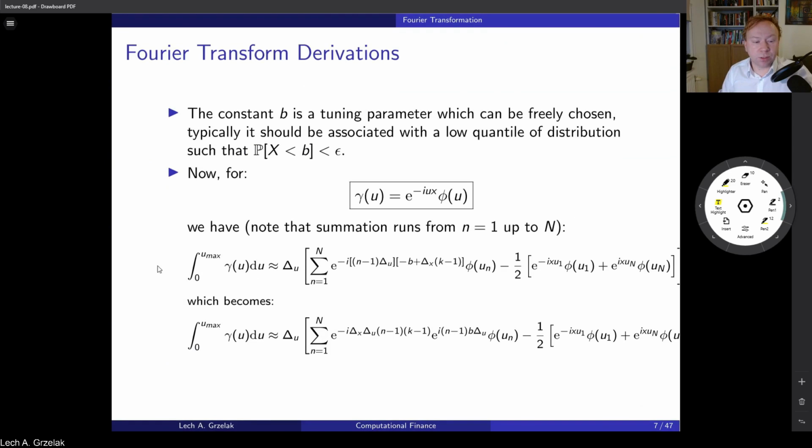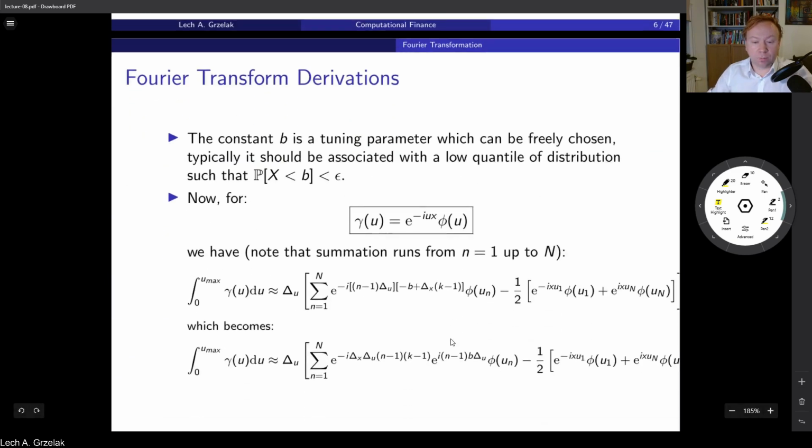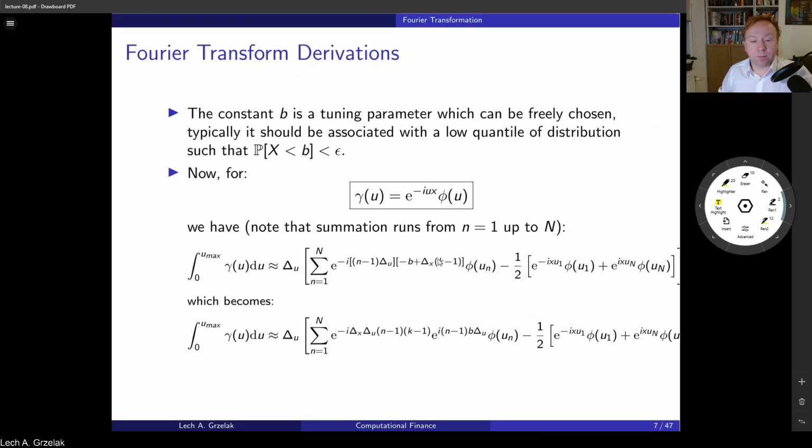For every x, so this is still a function of x, we have the integral from 0 to umax of gamma(u) du, and then we have our trapezoid integration where we perform the substitutions. For u, we plug in our u_n grid, and for x, we specify our x grid, as you can see here. This is the dependence on x, this is the dependence on u. We have a characteristic function evaluated at u_n, and then we have those nodes, let's say boundaries, of the trapezoid integration.